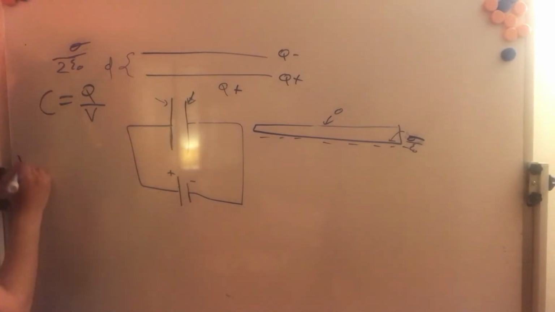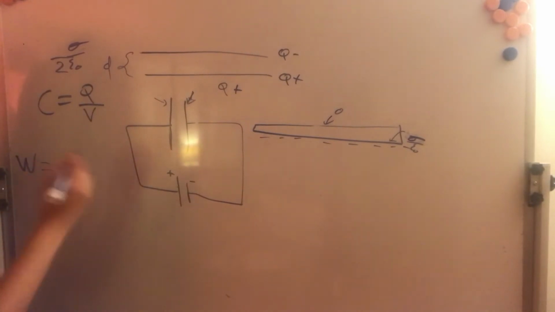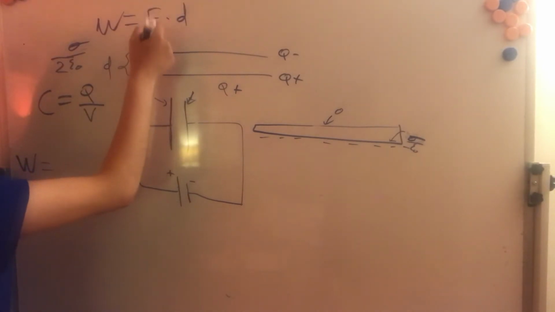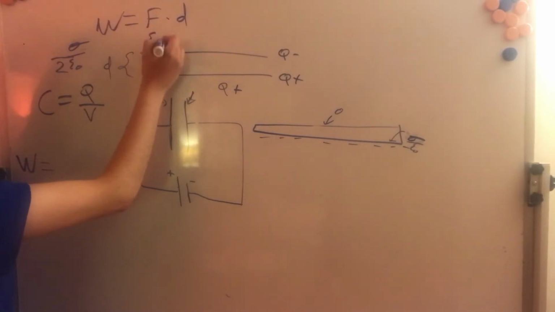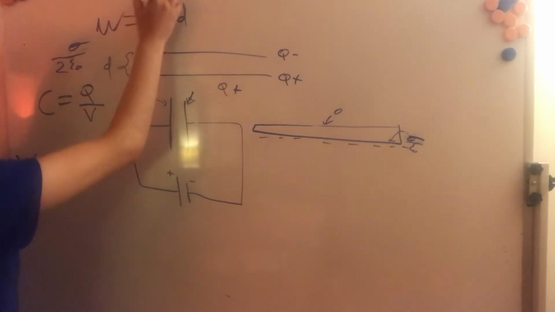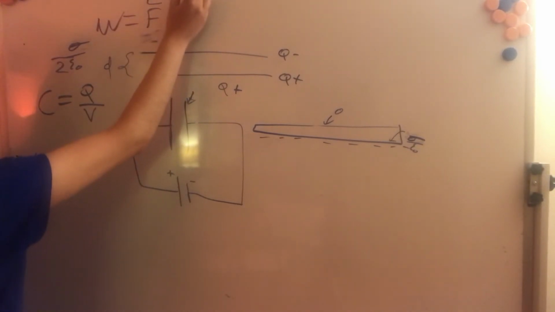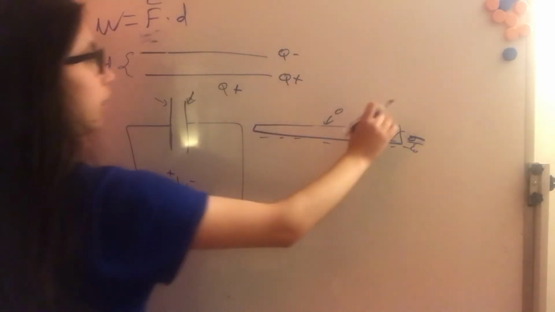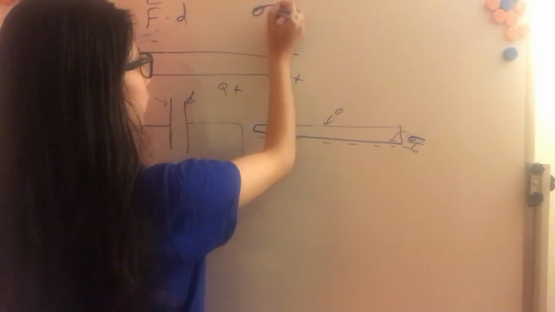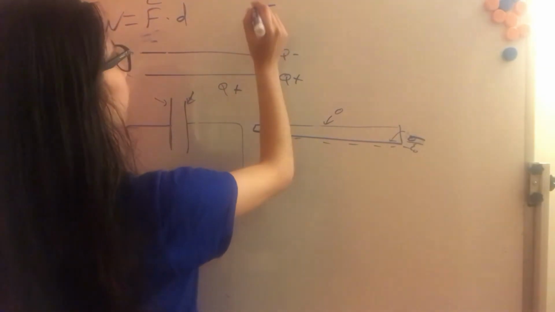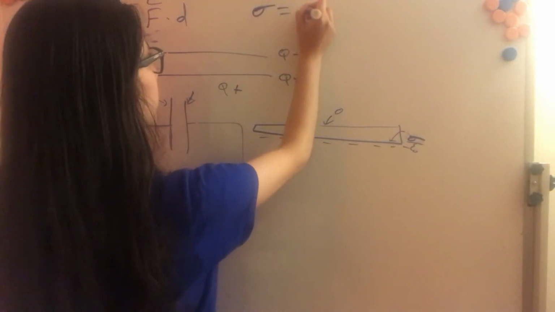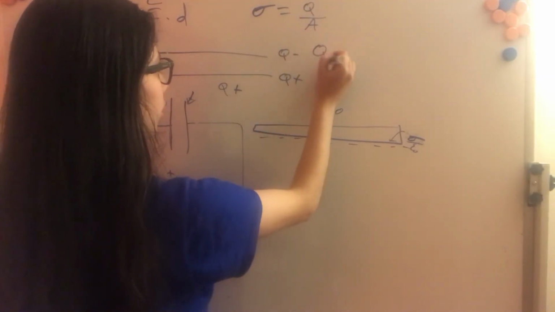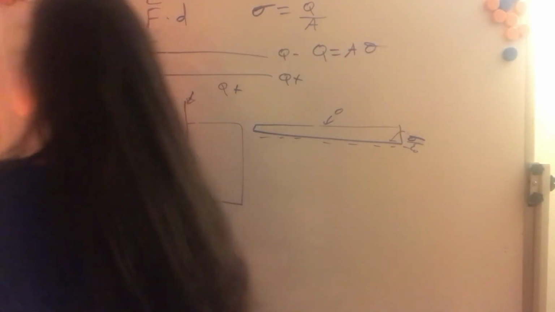Then we have that the work is equal to force times distance, but the force is the electric field times the charge Q. Here we have a plate that has a surface density sigma. So the surface density is the charge divided by area. So the charge is area times the surface density.